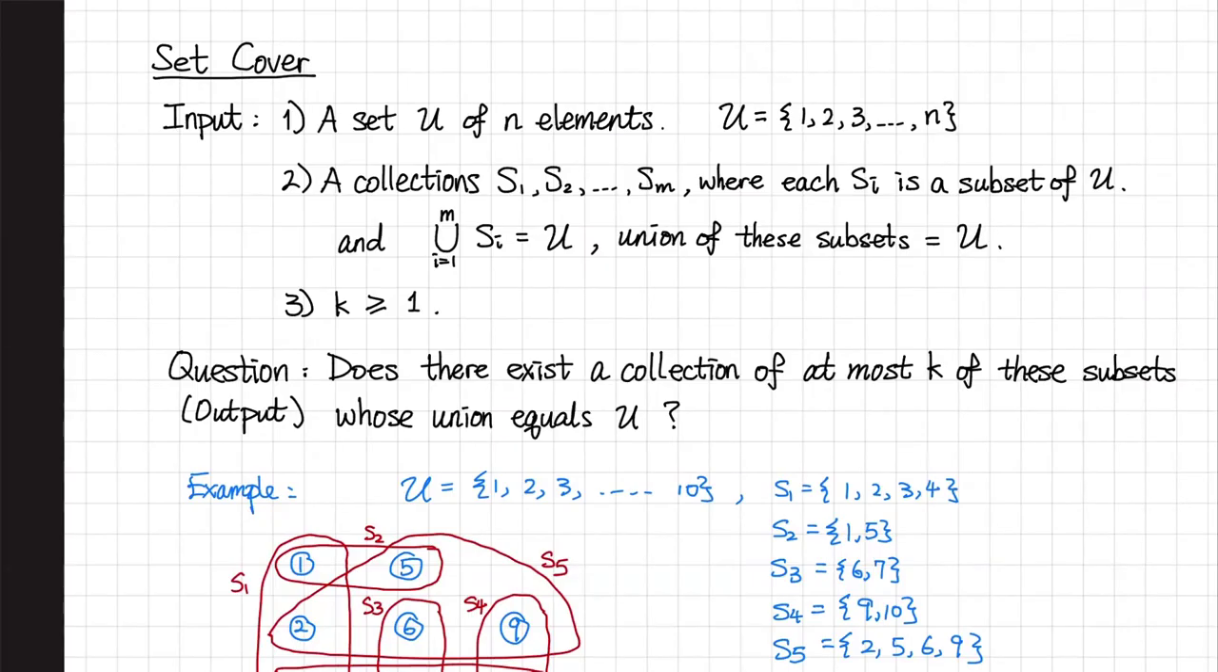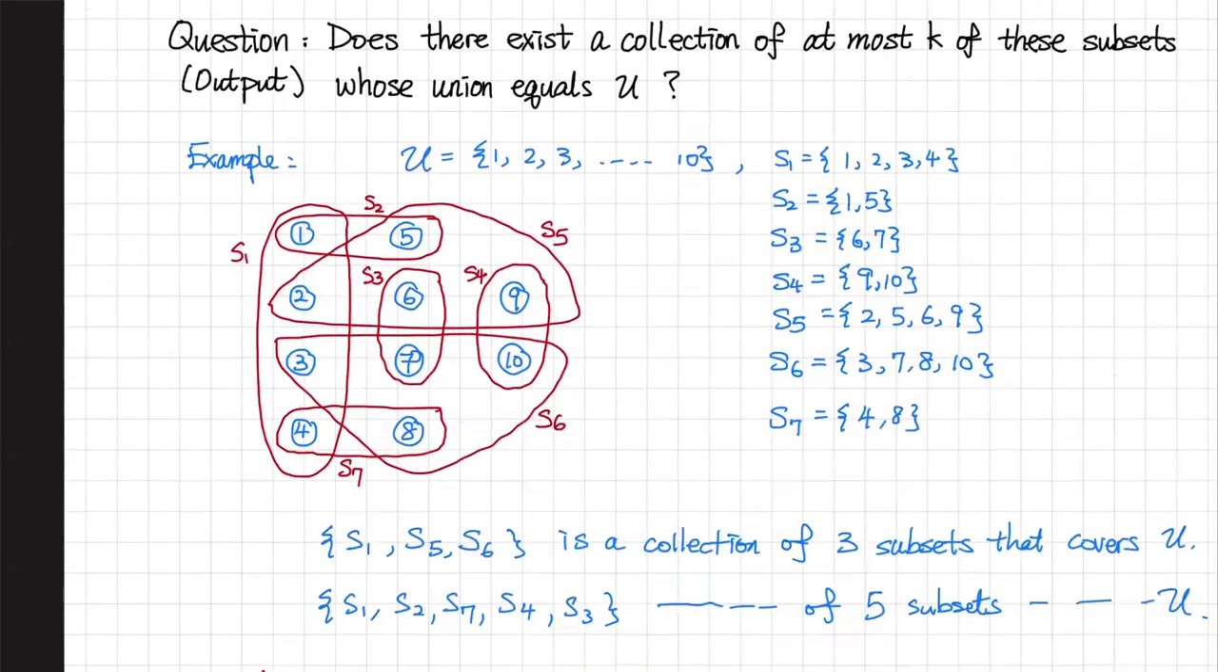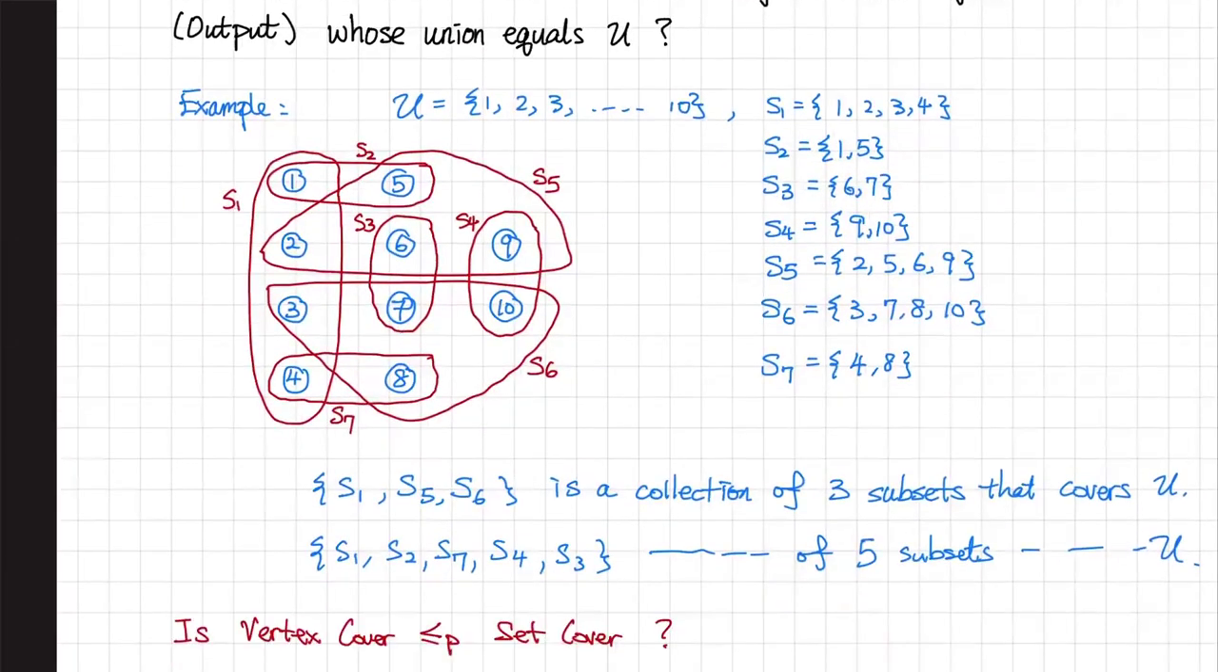This is an example from last class, if you don't remember what this is. Right, so here we have 10 elements, and then we have a bunch of subsets, right? So the question is, how can you select those subsets to cover all the elements? And for the cover question, we're trying to find the minimal number of subsets that we need to cover all the elements.